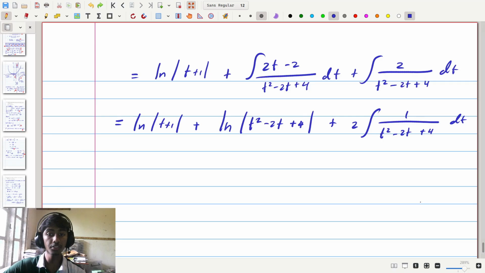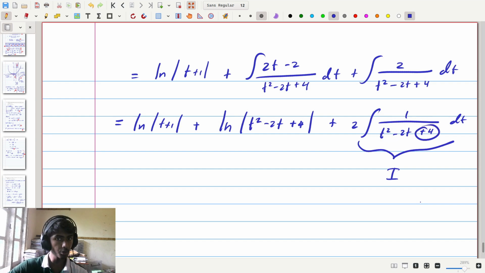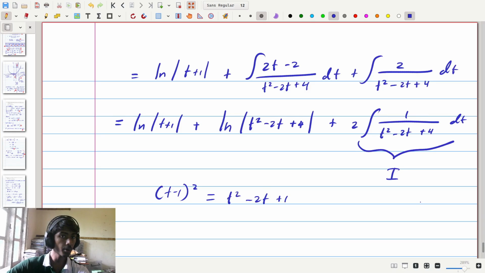So if we call this integral I, let's say, and we take it down, we can see the denominator of I is t squared minus 2t plus 4. Now considering the first two terms, we have t squared minus 2t, which we could get by using t minus 1 squared. T minus 1 squared gives us t squared minus 2t plus 1. Now we can see we don't have that, we instead have t squared minus 2t plus 4. So what we can do is write this as t squared minus 2t plus 1 plus another 3.